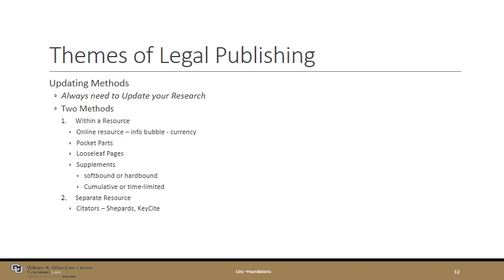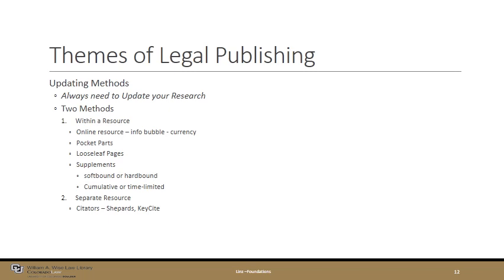If it's a print publication, if you're using a hardbound book, typically there's a pocket part supplement tucked away in the back of the book that updates the hardbound volume. If you're using a loose leaf publication, they'll simply update loose leaf pages. You look at the pages themselves to determine the date on which it was last updated. And there also might be a cover page in the volume that tells you what was last updated. They can also update hardbound volumes with softbound supplements. So you need to look for all of those when you're doing your print research.